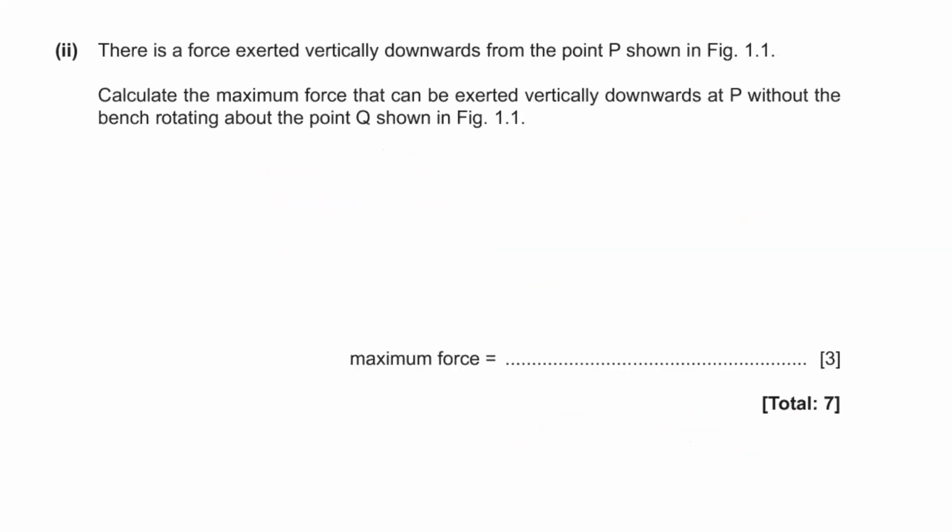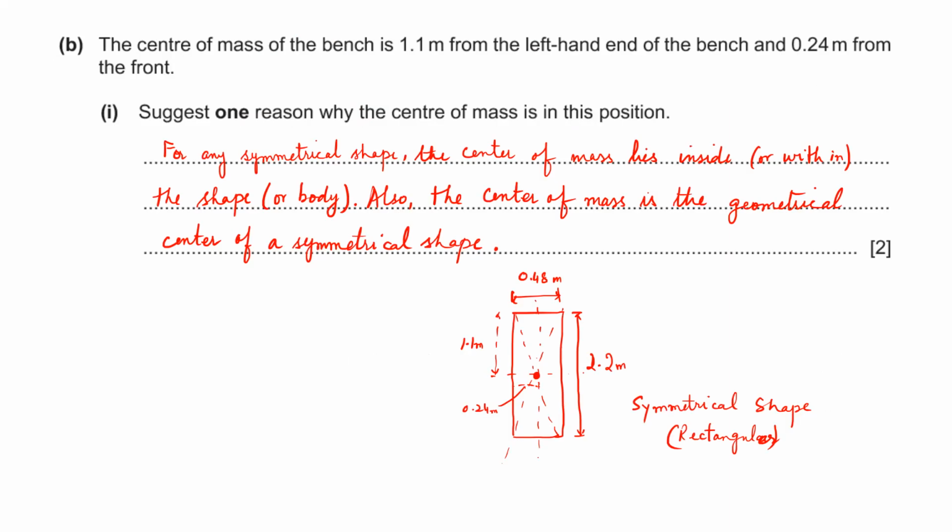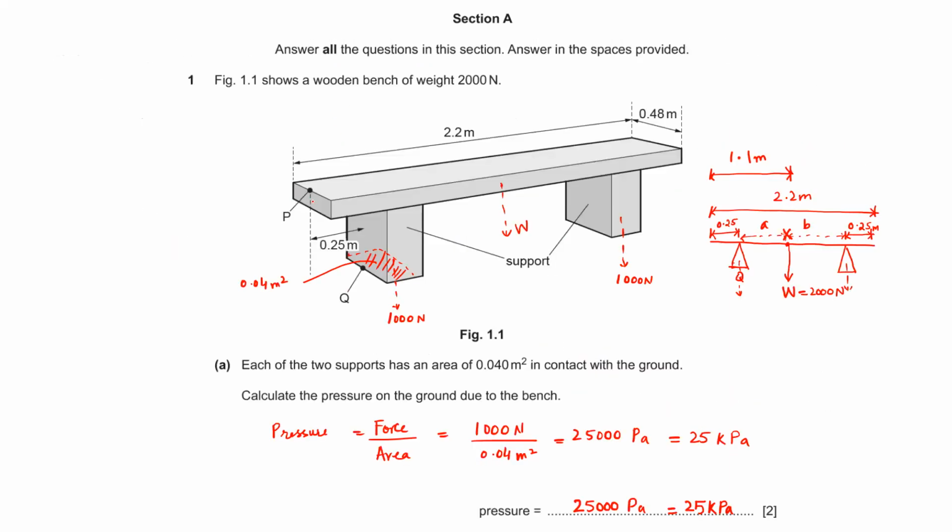Next part, it says there is a force exerted vertically downwards from the point P as shown in the figure. Calculate the maximum force that can be exerted vertically downwards at P without rotating the bench about the point Q. So basically it is saying that this is a bench, and the vertically downward force is exerted over here, and they want to calculate this force F, and the point about which they want to calculate this force is somewhere here.